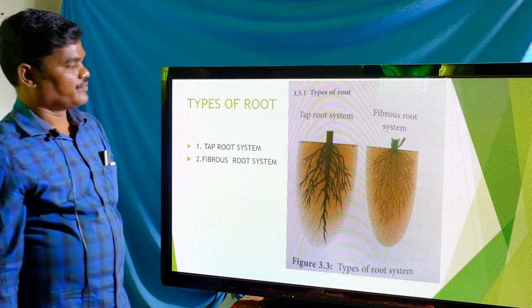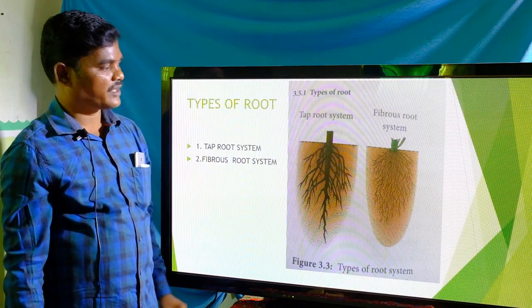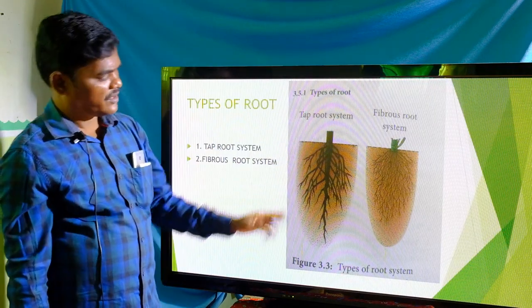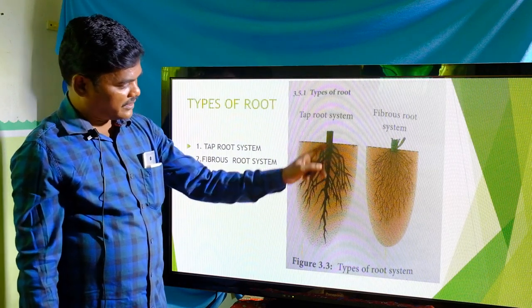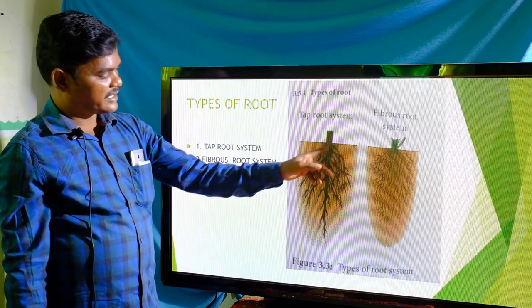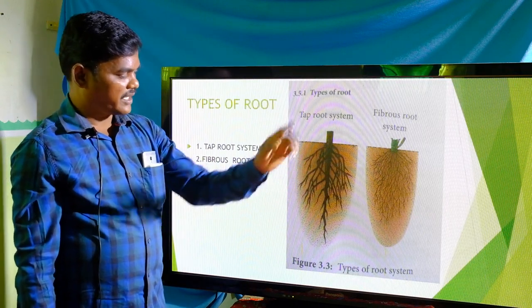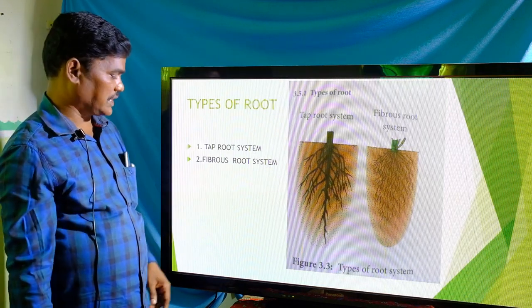Types of roots. Here the two types of roots are the tap root system and the fibrous root system. The root arises from the radicle. When the main axis keeps growing and secondary roots arise from the main axis, that is called the tap root system.